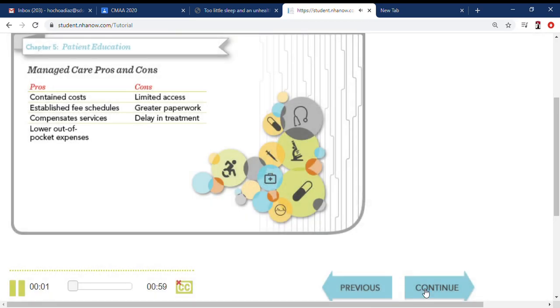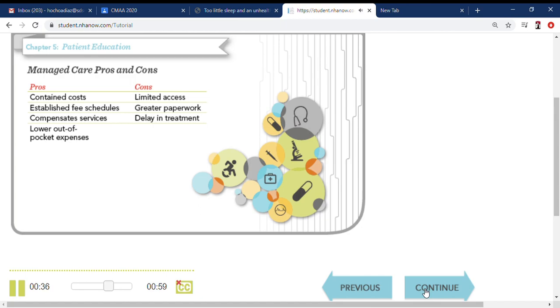There are pros and cons to managed care. Managed care contains health care costs, uses established fee schedules, compensates authorized services, and keeps patients' out-of-pocket expenses lower than those of traditional insurance. However, managed care can limit both access to specialized care and physicians' choices in the treatment of patients, the paperwork can be greater, and patients might experience a delay in treatment due to pre-authorization requirements.